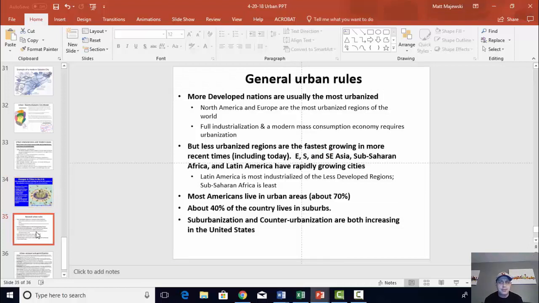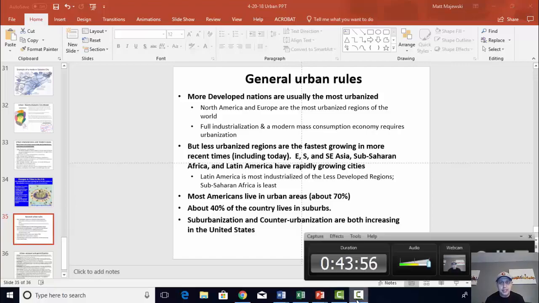The very last slide is general rules. Well, hey, MDCs usually are the most urbanized. North America and Europe have the highest levels of urbanization anywhere. But LDCs are actually urbanizing at a faster rate, so they're catching up. That's happening pretty much across the board in all LDCs. Latin America is the most industrialized and urbanized of the LDC regions. Sub-Saharan Africa is the least industrialized and urbanized. Most Americans live in urban areas, about 70%, whether they live in the city, 30%, or in the suburbs, 40%. Most Americans live in one of those two places.